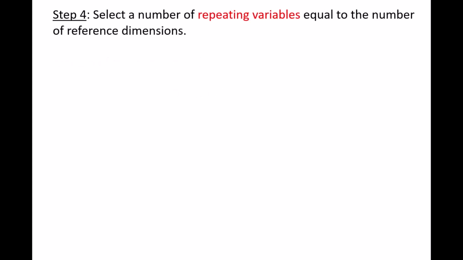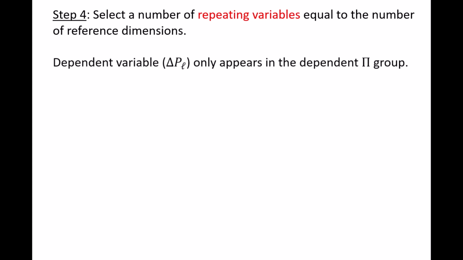In step 4, we select our repeating variables, which are variables that could potentially appear in all pi groups. The number of repeating variables is equal to the number of reference dimensions k, which is 3 in the current problem. We only consider the independent variables as potential candidates for repeating variables, since the dependent variable, delta P L, should only appear in one of the pi groups, which we will call the dependent pi group. The independent variables that could possibly be selected as repeating variables are v, d, rho, and mu.